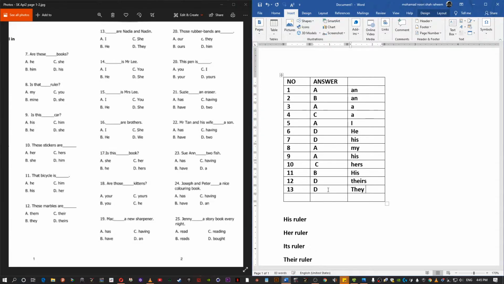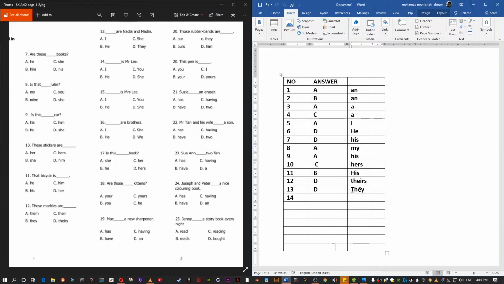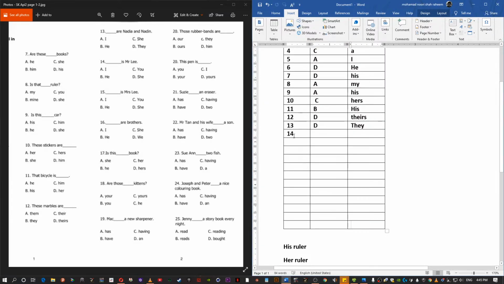Alright, let's look at number 14. Okay, add some more. Alright, I'm gonna add the numbers first. Be easier, I guess. What is it? 18 and then 19 and then 20, 21, 22, 23, 24, 25.